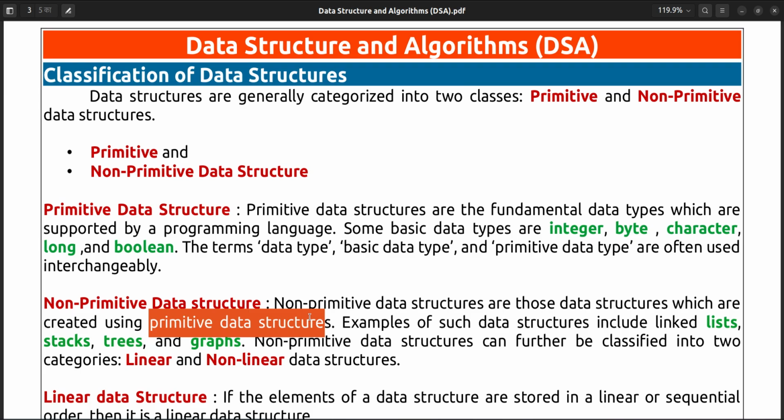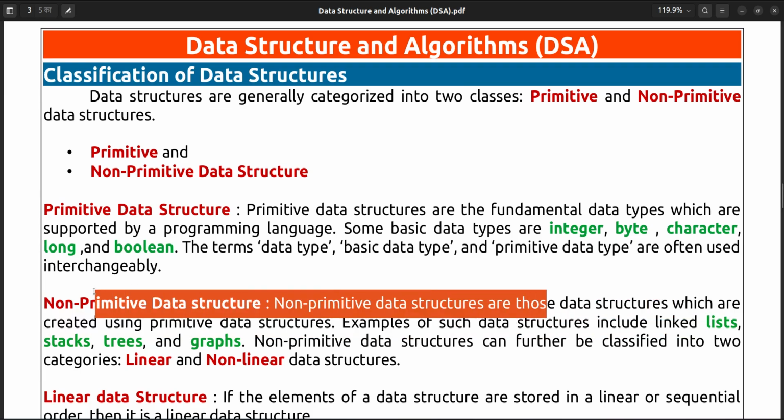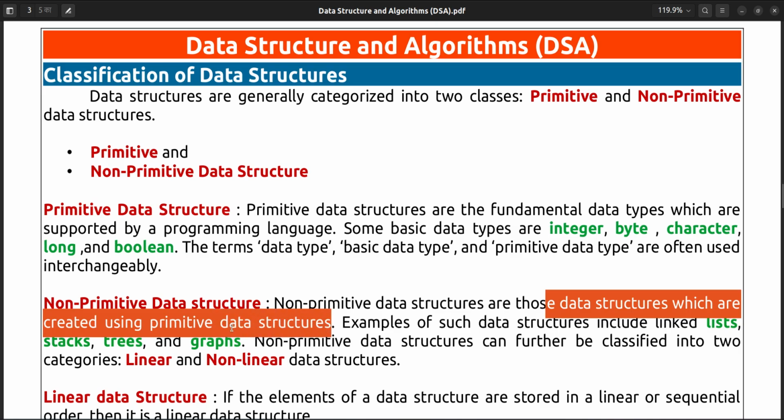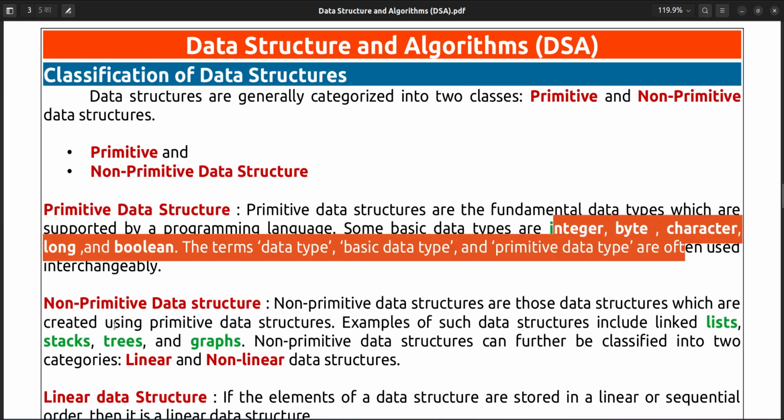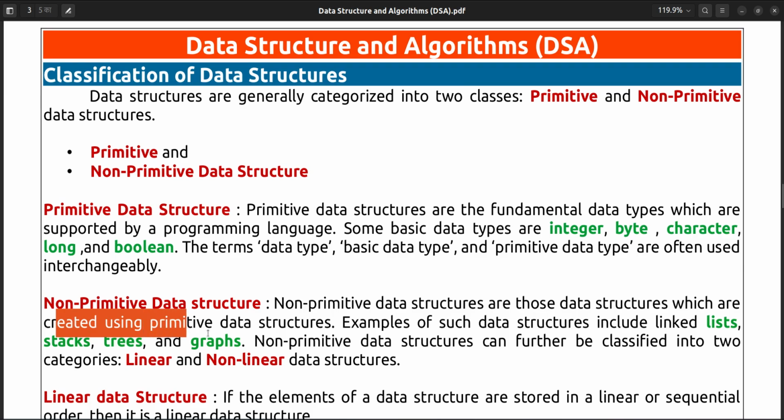And non-primitive data structure, what? The data structure that is made using non-primitive data types is called non-primitive data structure. Non-primitive data structures are those data structures which are created using primitive data structures. Primitive data structure is built using primitive data types. So non-primitive data structures are those that are created using primitive data types and primitive data structures.